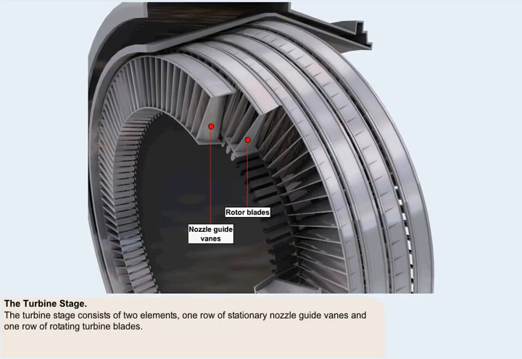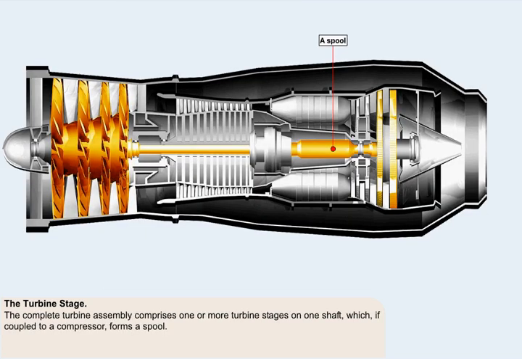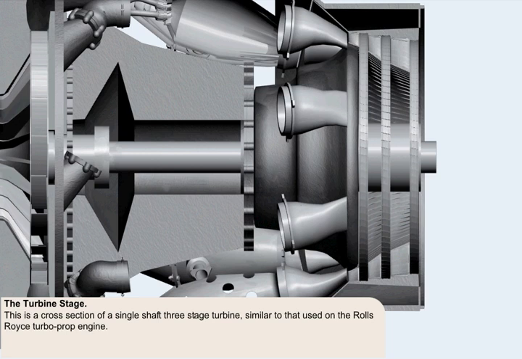We've already seen that the turbine stage consists of two elements: one row of stationary nozzle guide vanes and one row of rotating turbine blades. The complete turbine assembly comprises one or more turbine stages on one shaft, which, if coupled to a compressor, forms a spool. This picture shows a cross-section of a single-shaft three-stage turbine, similar to that used on the Rolls-Royce Dart turboprop engine.